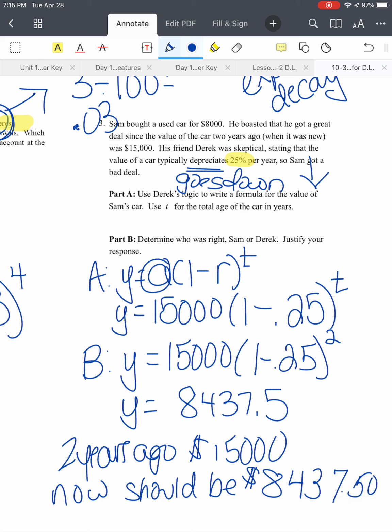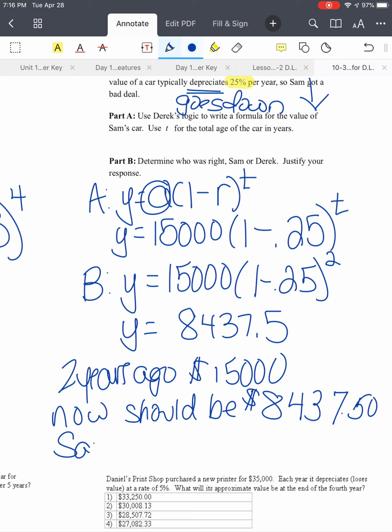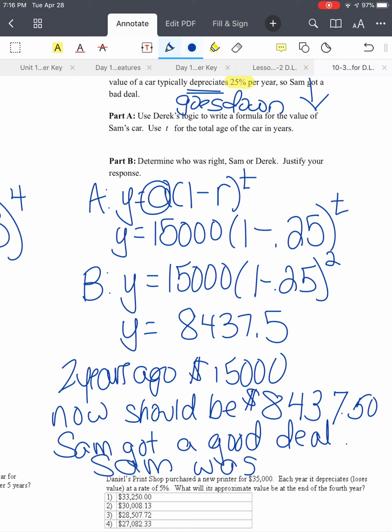So did Sam get a good deal or not a good deal? Did Sam pay more or less than the car was worth? Sam actually got a good deal. Sam paid less, according to Derek, Sam paid less than he should have. So Sam got a good deal. Sam was right. Okay, let's take a look at the next question.